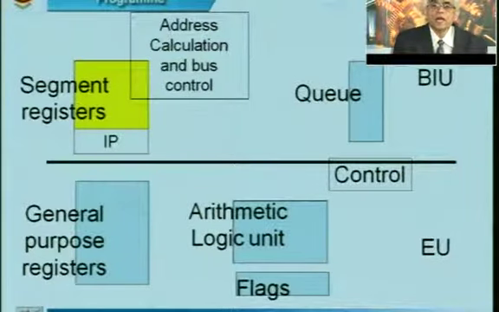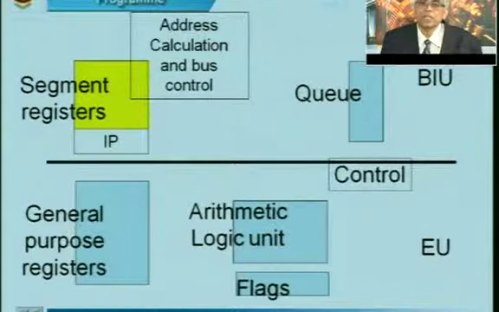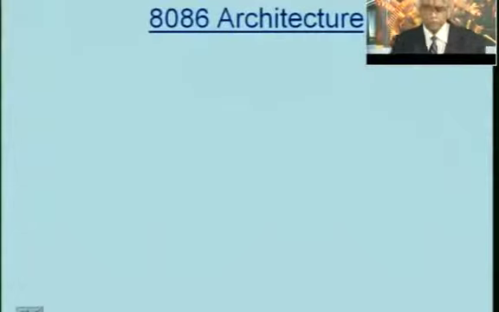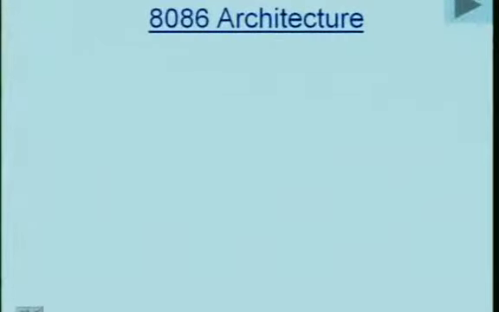So, when the execution unit and bus interface unit operate independently, it is possible that both can work together, as a result of which the speed of operation is much faster. This type of bus division was not available in the earlier processors like the 8085 or 8080. This is the first time Intel made these two units independent. Now let us look into the internal architecture in greater detail.